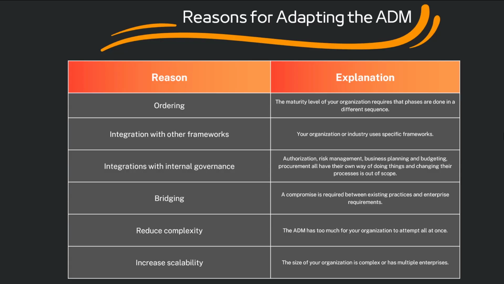Sometimes you need to integrate with internal governance. This could be because authorization, risk management, business planning, budgeting, and procurement each have their own way of doing things, and changing their process is out of scope. You just want to be able to interface with them in that particular case, and integration may be hard.